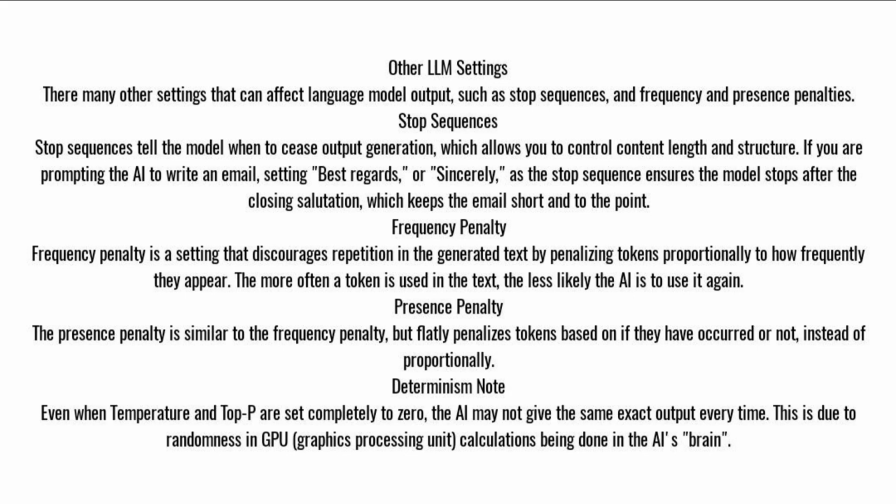Determinism note. Even when temperature and top P are set completely to 0, the AI may not give the same exact output every time. This is due to randomness in GPU, graphics processing unit, calculations being done in the AI's brain.